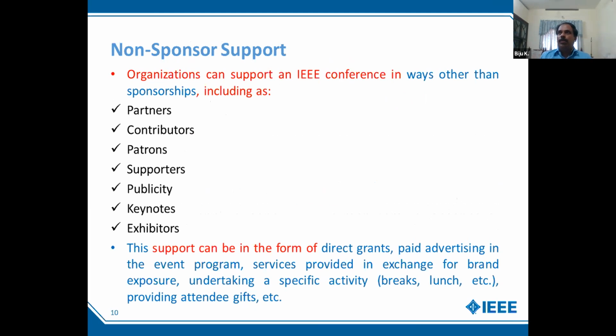So there are some other methods of taking part with other units also, other than this financial co-sponsorship. Some non-sponsor support options are also available, like being partners, contributors, patrons, supporters, publicity, keynotes, exhibitors, etc. This support can be in the form of direct grants, paid advertising in the event program, services provided in exchange of brand exposure, etc. So these kinds of supports can extend benefits to the conference. So conference organizers can take the help of these options also while planning for the conference.